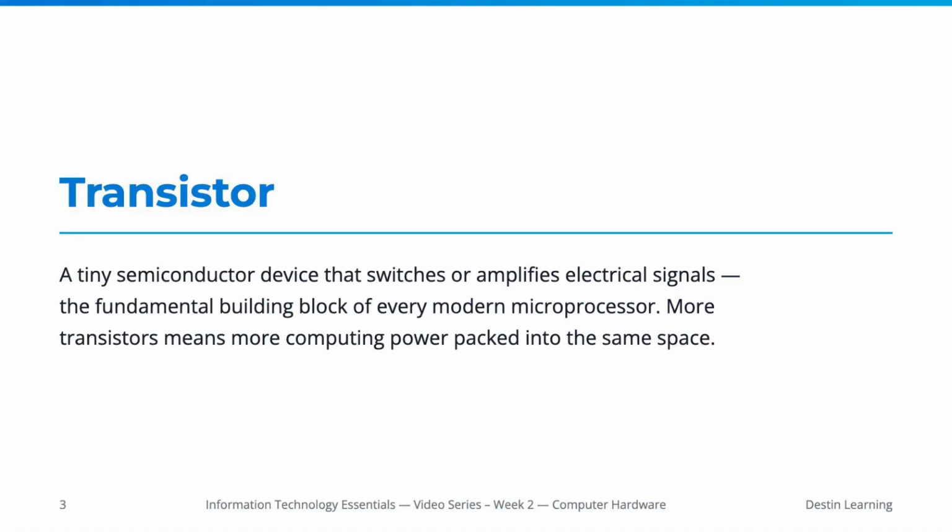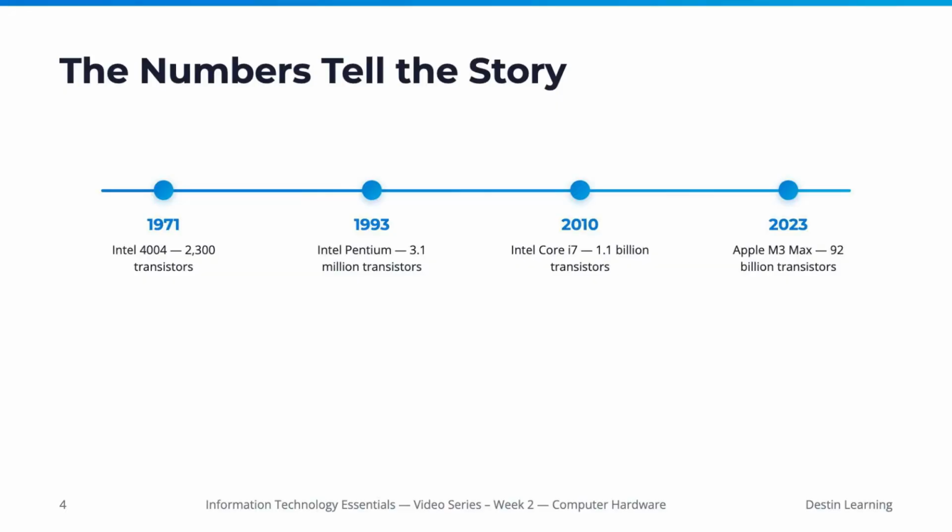At the heart of every digital computer is the transistor. A transistor is a tiny semiconductor device designed to switch or amplify electrical signals. Because it represents binary states, zeros and ones, it forms the fundamental building block of all microprocessors. As manufacturing techniques improve and allow more transistors to be integrated into the same physical area, computing power and energy efficiency increase dramatically. The historical data clearly demonstrates this exponential progression.